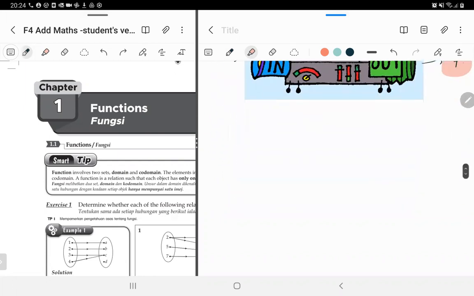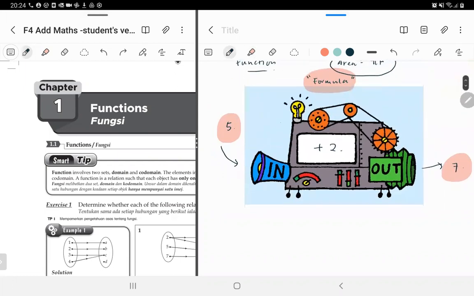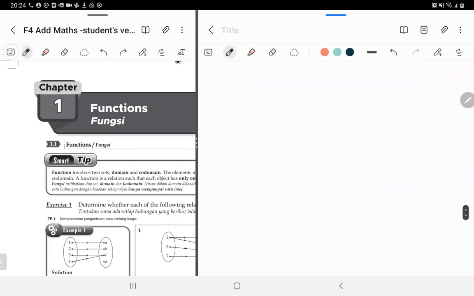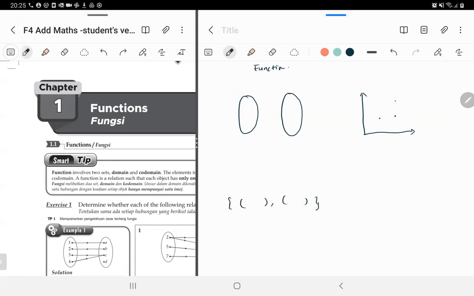Normally it won't be so cartoon-like in your syllabus. You will see in your textbook it will be written something like this. For a function, we can represent it by using a diagram like this, or you will see something like this, the graph, with a few dots here. We can represent the function by this also, or else we can represent the function by something like this. It will be written in bracket form.